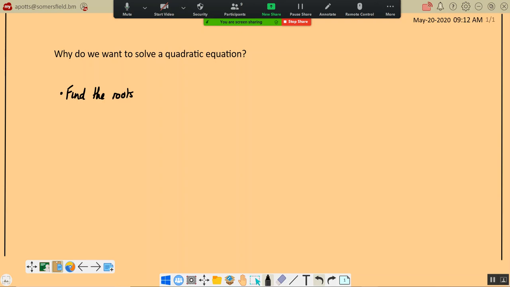Say it again. Well, no, because solving it gives me one value or two values for x. So when you say plot it, what do you mean then? So you're solving it to find the roots so that you can put those two on the graph so you know what it looks like. Is that what you're saying?